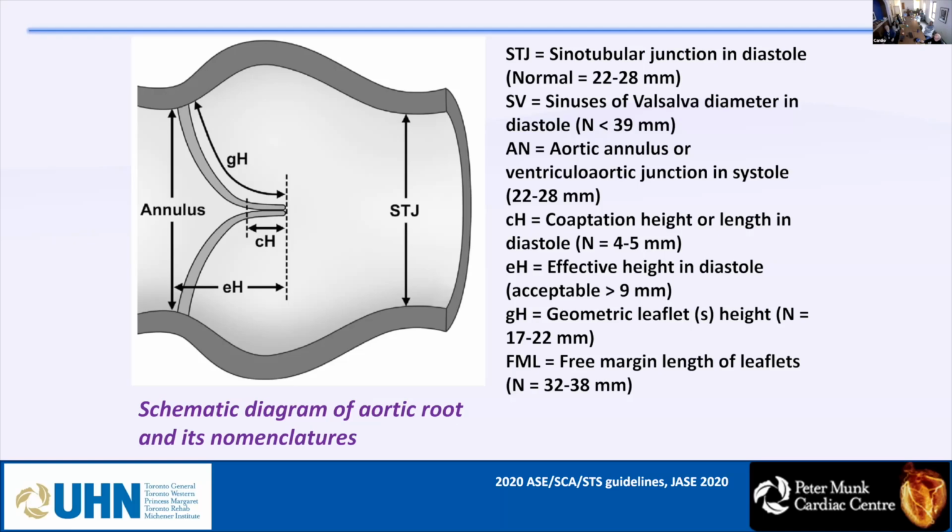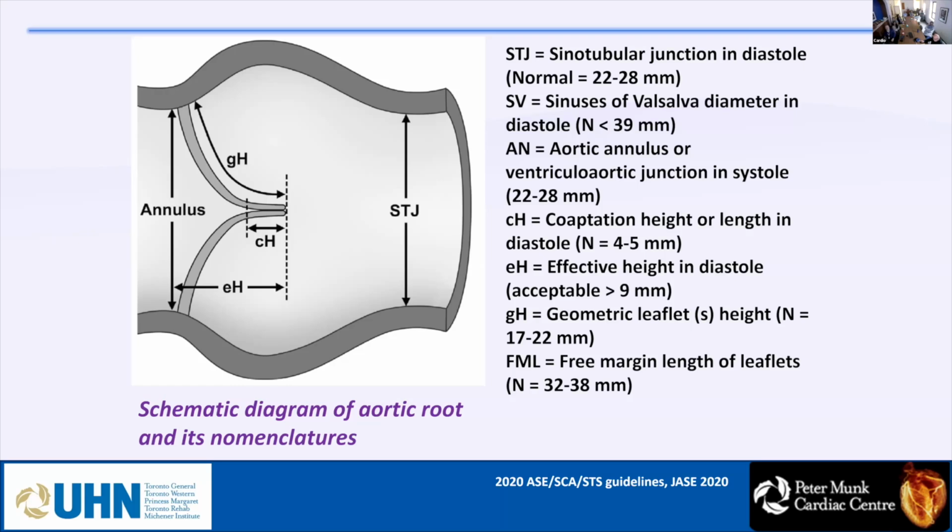Coaptation height: the two leaflets have to coapt 4 to 5 millimeters like this. If they coapt edge to edge, they will fail. So the coaptation height should be about 4 to 5 millimeters. Effective height is the distance between the annulus and the tip of the leaflet.